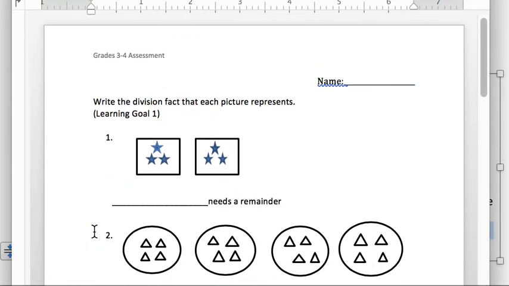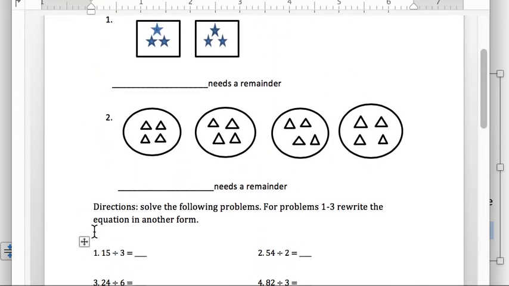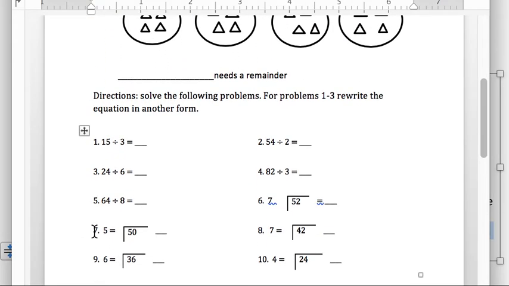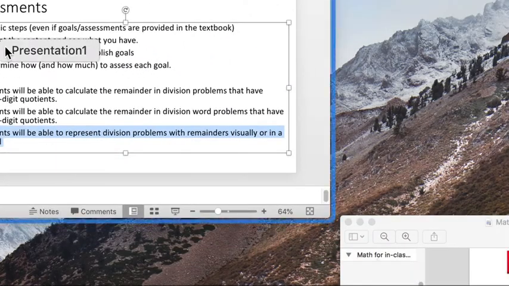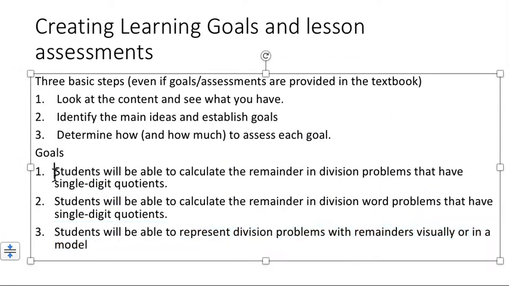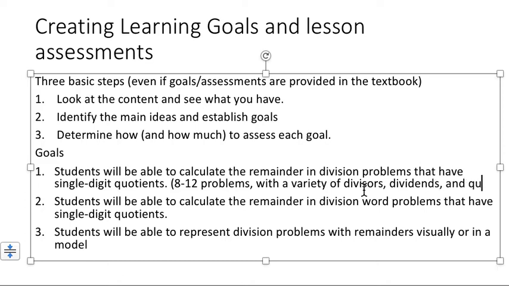Point being, when I'm making an assessment, a lot of people just go through and say, I'll just make a bunch of questions, but they forget to refer back to the goals that they've developed. Now, in this case, I would want to make sure that I have 8 to 12 of these problems with a variety of divisors, dividends, and quotients.